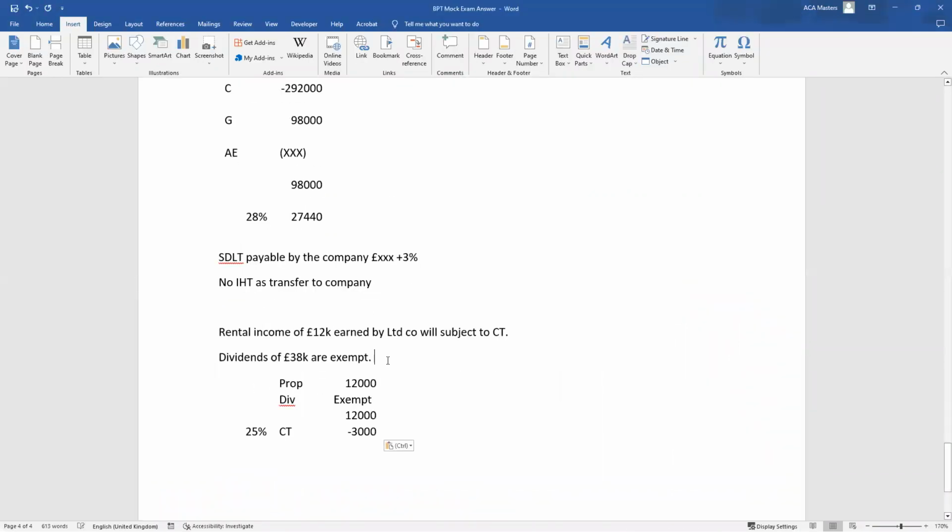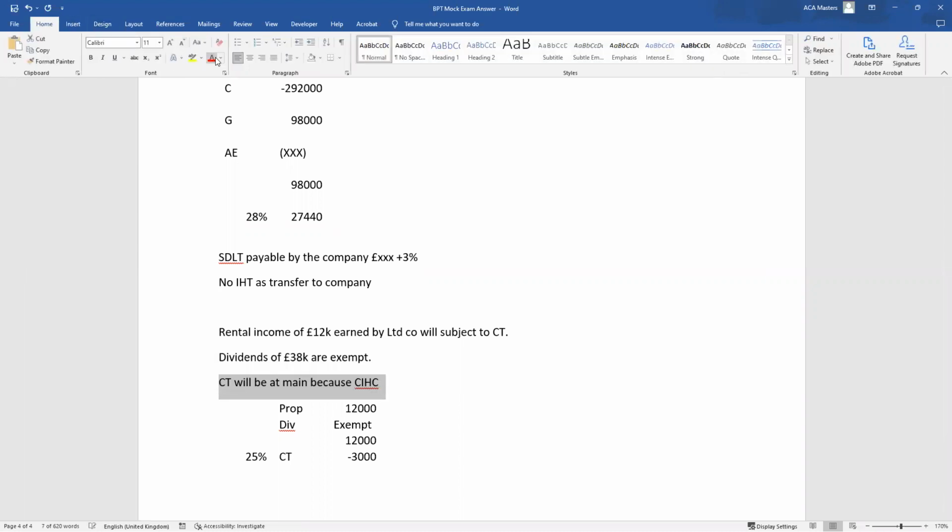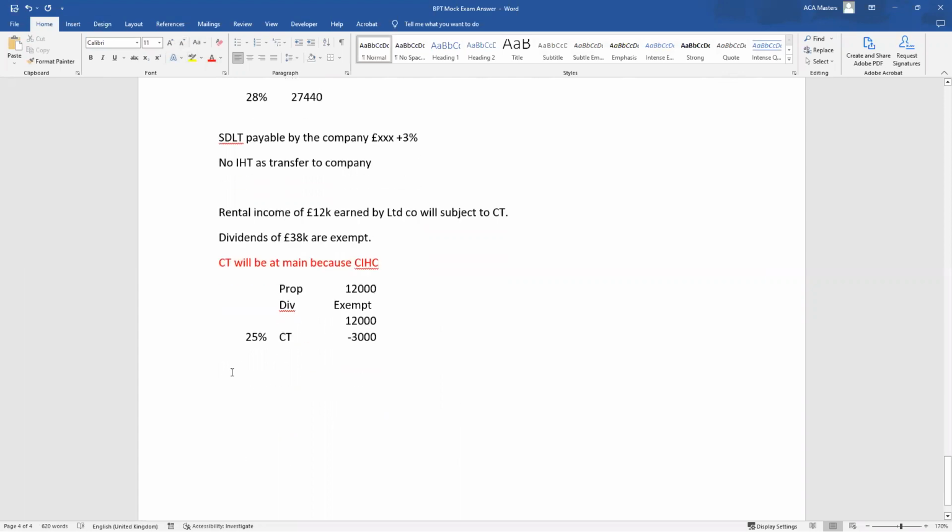So you could mention this here. Corporation tax will be at main rate because it's a close investment holding company. That's a hard point, I think, to pick up, with everything else going on in the scenario. If you use 19%, you still get plenty of credit. Got the easy bits here: rental income, property income taxable.